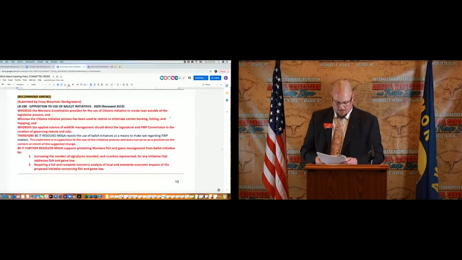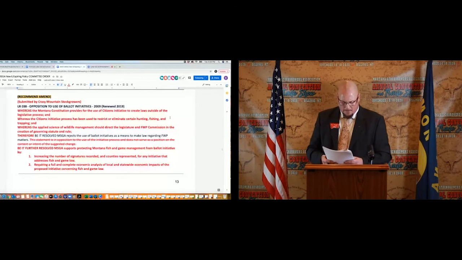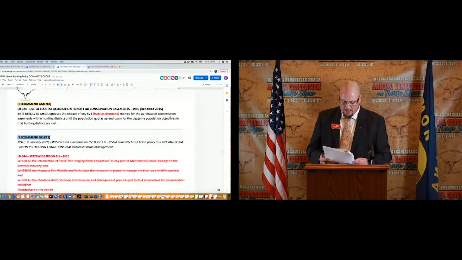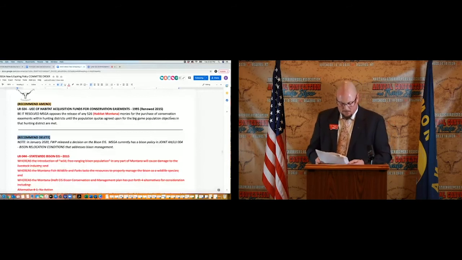Okay, we have passed. Moving ahead, recommended amend to LR 024, use of habitat acquisition funds for conservation easements. Be it resolved, MSGA opposes the release of any 526 Habitat Montana monies for the purchase of conservation easements within hunting districts until the population quotas agreed upon for big game population objectives in that hunting district are met. Recommended amendment of LR 024.